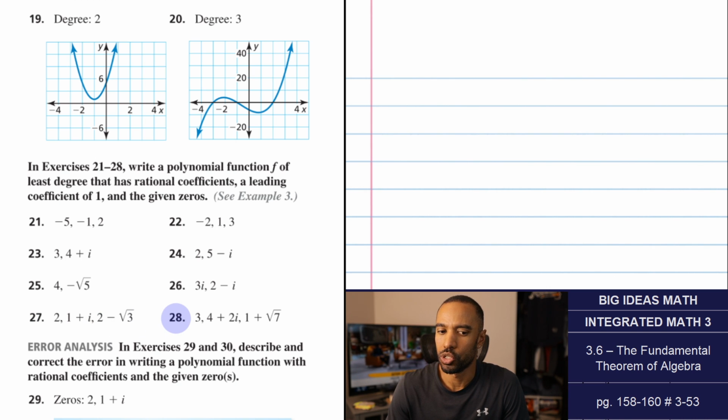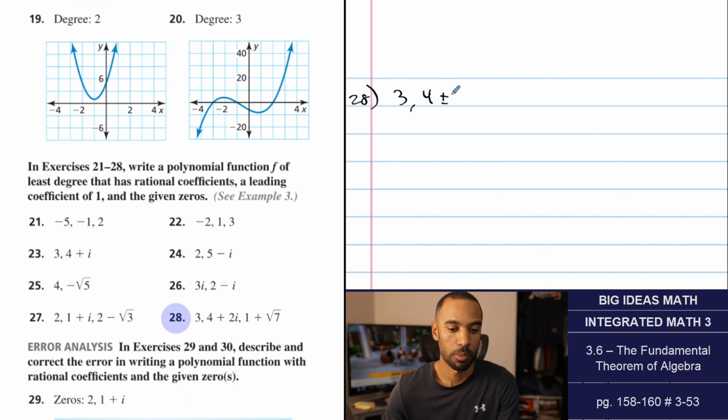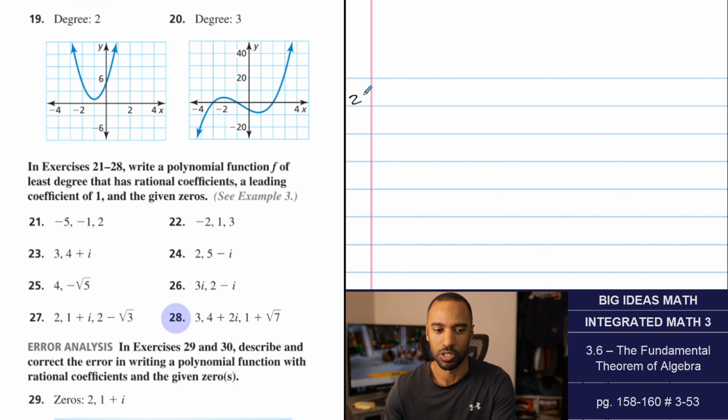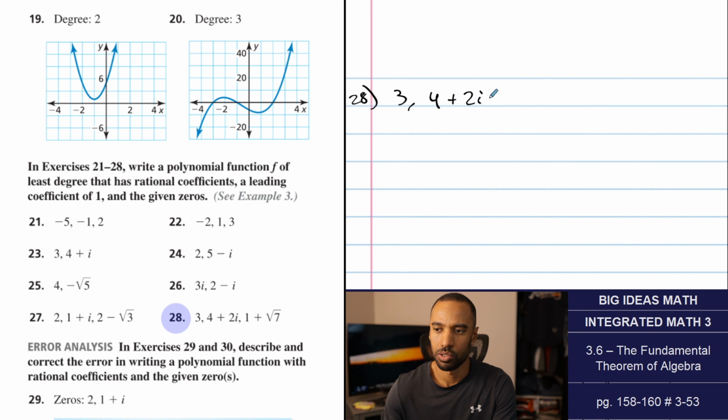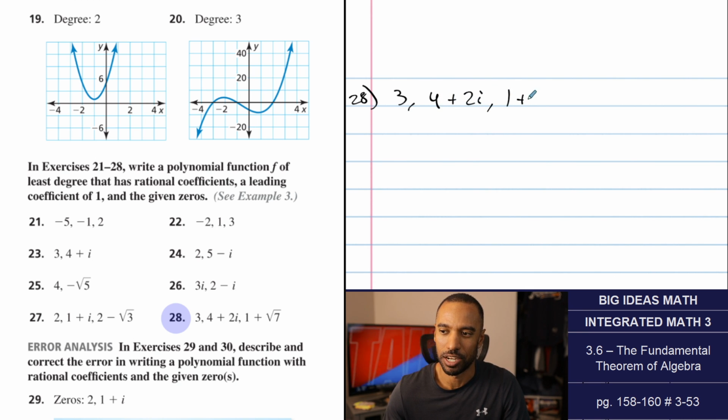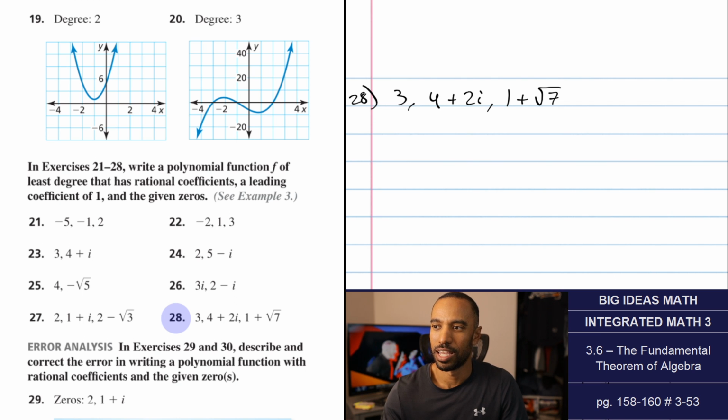3, 4 plus 2i, 1 plus root 7. I think this is still going to be quite a bit to take care of. 4 plus, well, plus or minus will be the case, but I'm going to write it as it originally was. 28, so 3, 4 plus 2i. You can see how habitually I just wanted to write the plus or minus anyway. It's a thing. All right, let's make them different colors this time. Plus or minus, like that.